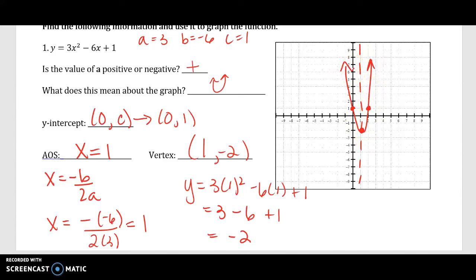So things we want to double check: we said our a value is positive, so it opens up. The graph we drew opens up, check, and then go along with all of your points.